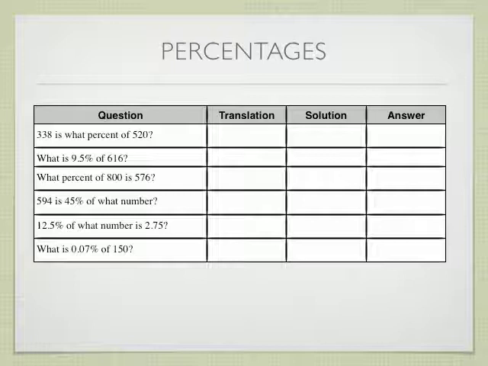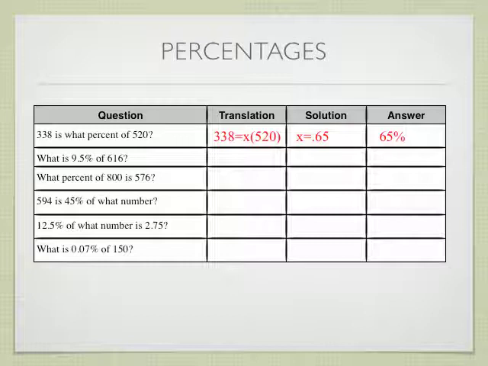338 is, that's 338 equals, what percent, that means it's my variable, of 520. Percent of means multiply. So that says 338 equals x times 520. Okay, if I divide both sides by 520, I get x equals 0.65. So it says 338 is what percent of 520? 0.65. I want 0.65 in percentage form, so I'd multiply it by 100%, and I'd get 65%.